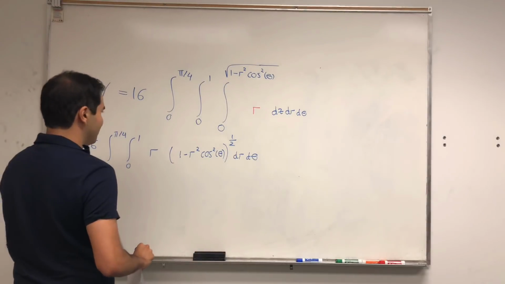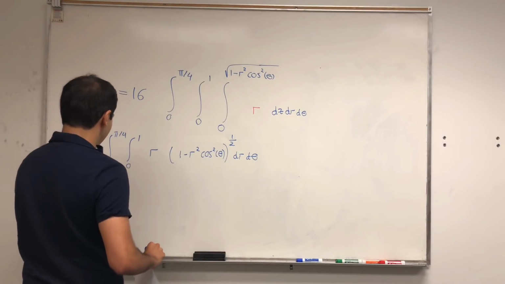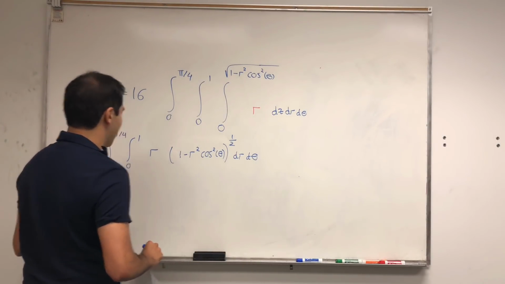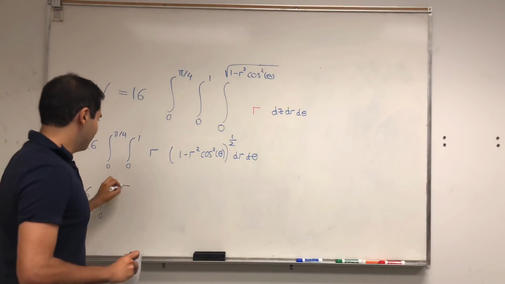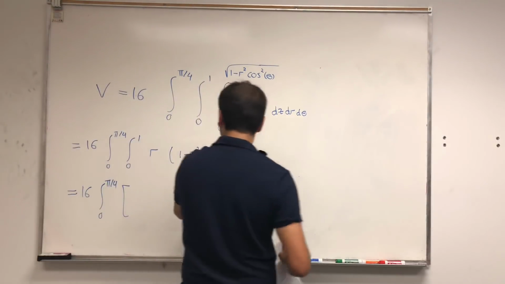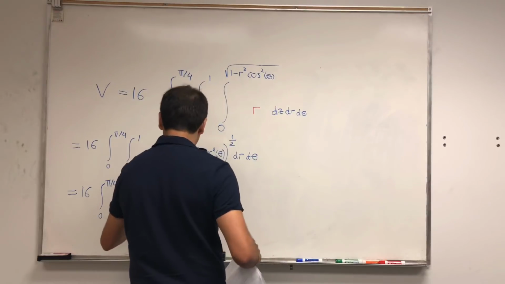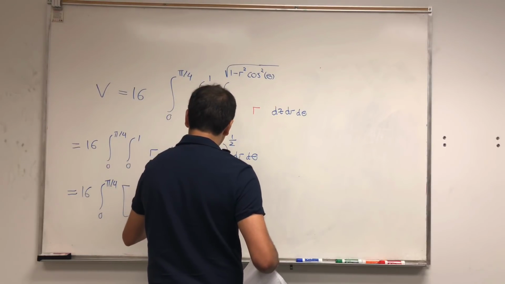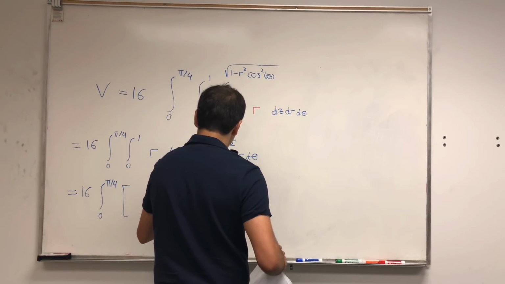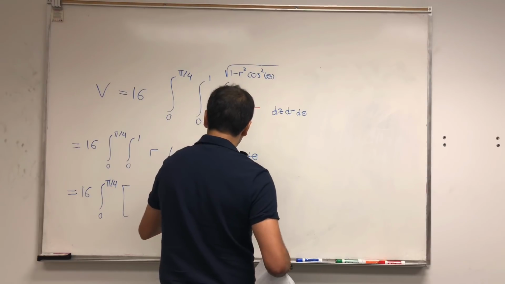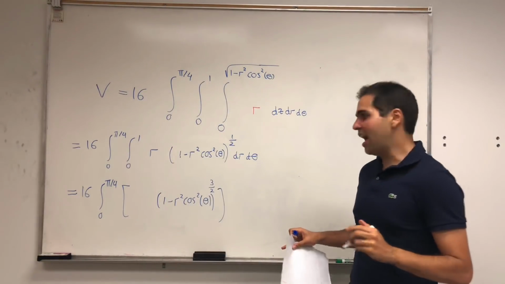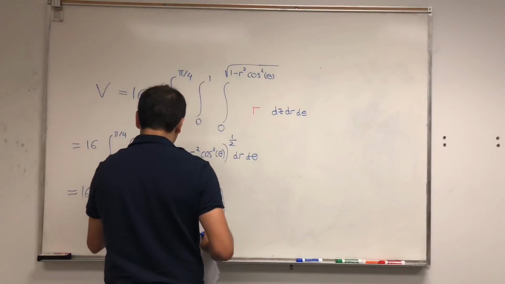And here comes a crazy integral extravaganza. So, integral from 0 to pi over 4. Okay. Now, the 1/2 becomes 3/2, right? 1 minus r squared cosine squared theta, 3/2. To remedy this 3/2, we have to multiply by 2/3.